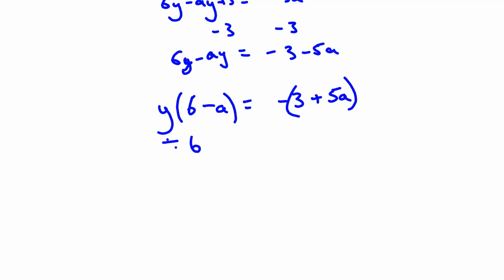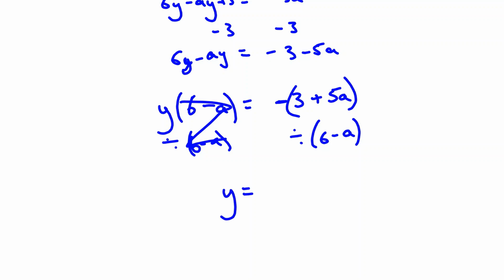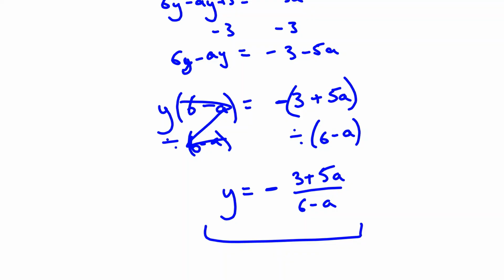So we're going to divide both sides by this thing multiplying my y. So that cancels out. We're going to get y on the left. This negative, I'm just going to pull out the front just to make it look a bit nicer. And on the top of the fraction, I'll put 3 plus 5a. And on the bottom of the fraction, I'm going to put the 6 minus a, because that's what we're dividing by. So we made y our subject. We got y equals.